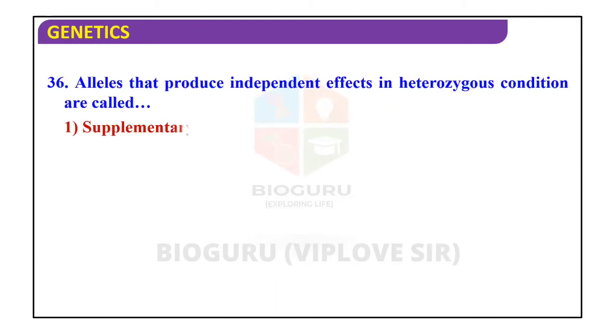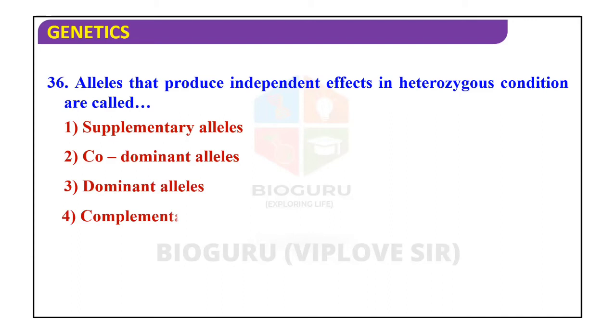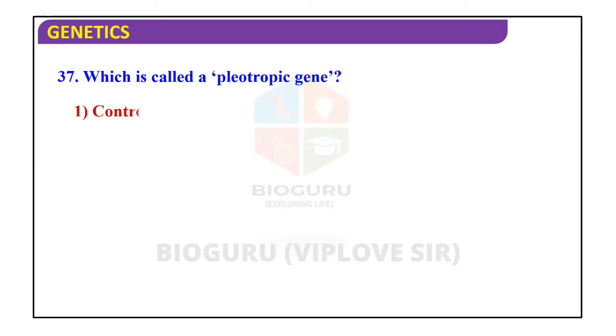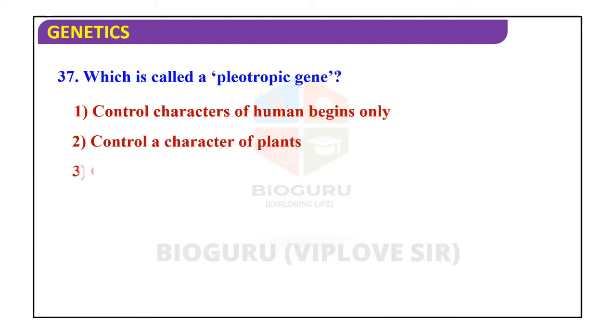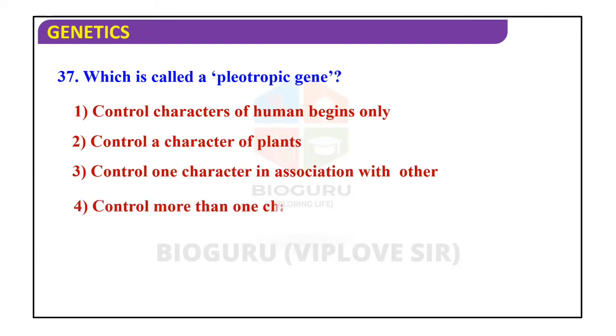Alleles that produce independent effects in heterozygous condition are called supplementary alleles, codominant alleles, dominant alleles, or complementary alleles. Yeah, it is codominant alleles. That's good. Which is called a pleiotropic gene? Controls characters of human beings only. Controls a character of plants. Controls one character in association with other. Controls more than one character. Yeah, controls more than one character.